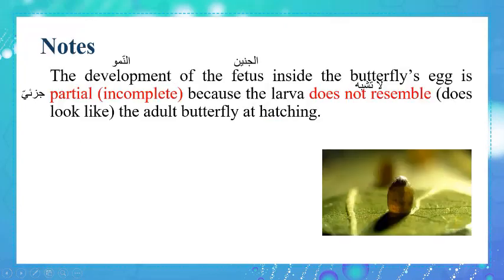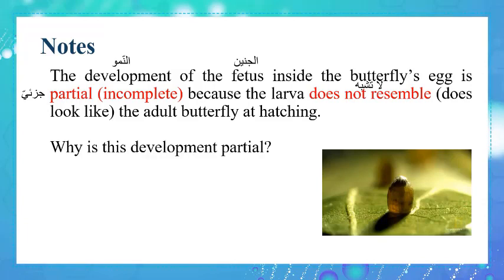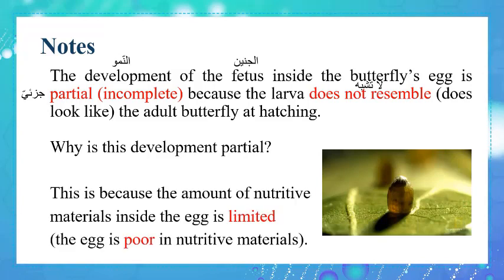We said that the development of the fetus inside the butterfly's egg is partial or incomplete because the larva doesn't resemble or look like the adult butterfly at hatching. Now, why is this development partial? This is because the amount of nutritive materials inside the butterfly's egg is limited or not enough. In other words, the egg is poor in nutritive materials.